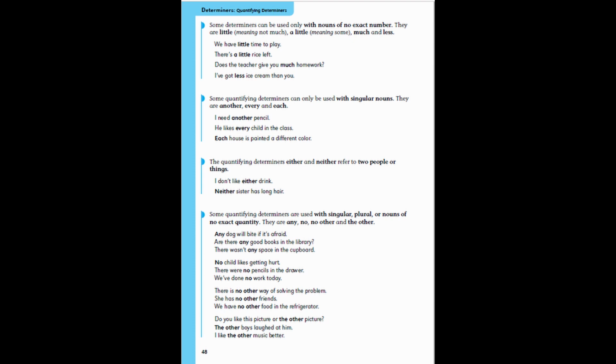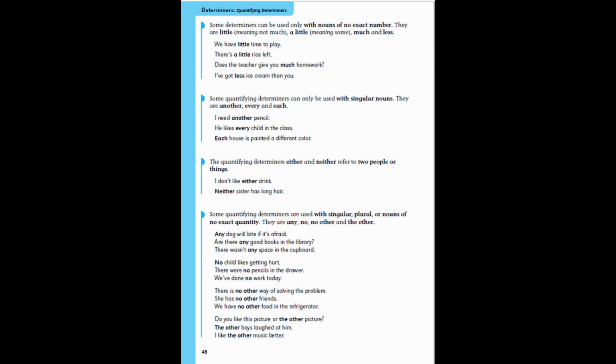So the next is, some quantifying determiners can be used only with singular nouns. They are another, every, and each. I need another pencil. He likes every child in the class. Each house is painted a different color. Now here we're talking about singular nouns and specific things, specific in the way that we're just talking about one specific thing. That's why we're using different determiners like another, every, and each.